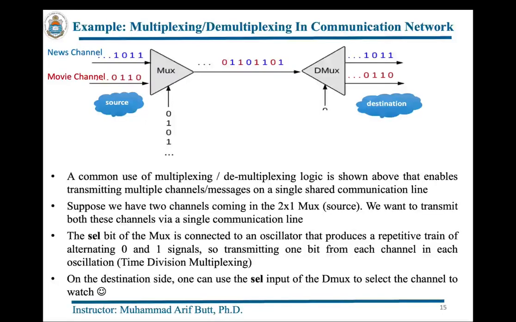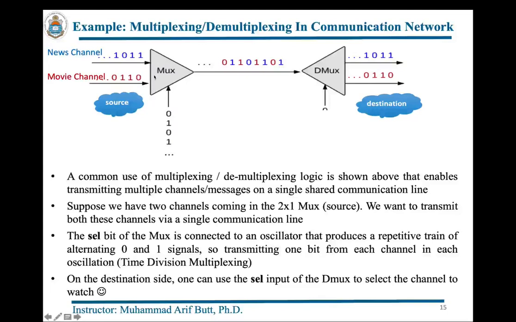And this slide shows the practical application of multiplexing and demultiplexing in communication networks. Well, a common use of these circuits is shown over here, that enables transmitting multiple channels on a single shared communication line. Suppose we have 2 channels over here, a news channel and a movie channel, and we want to transmit both these channels via a single communication line. The selection bit of the mux over here is connected to an oscillator that produces a repetitive train of alternating zeros and ones, transmitting one bit from each channel in each oscillation, and this is known as time division multiplexing.